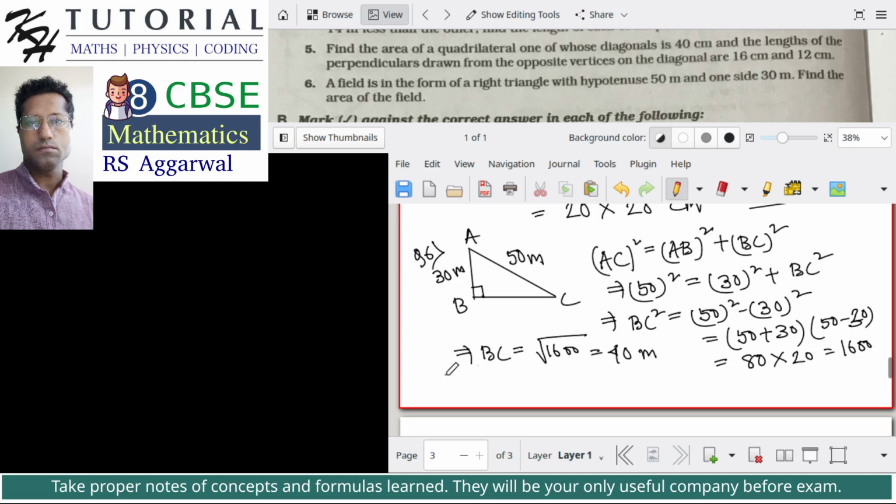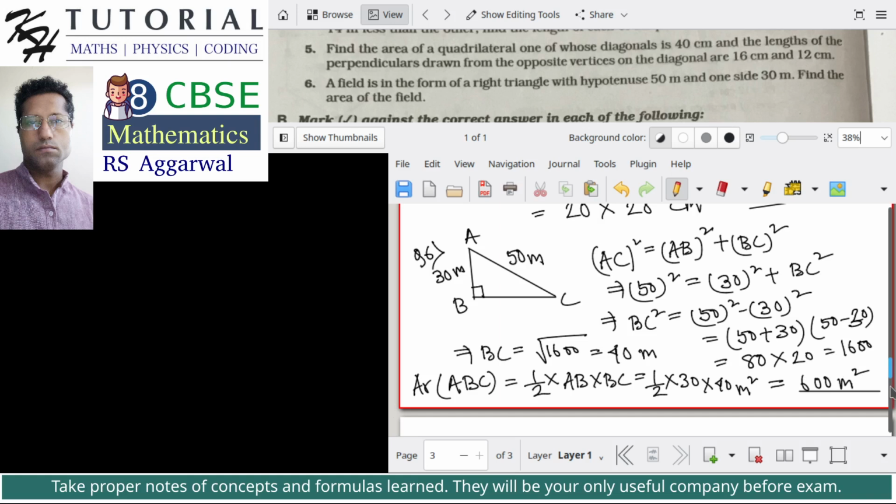So now what will be the area of the field? Area of triangle ABC, that is the field, is equal to half into AB into BC, which is equal to half into AB is 30 multiplied by BC is 40. This much meter square, which after simplification will be 600 meter square. So 600 meter square is the area of the field which is in the shape of the right angled triangle.